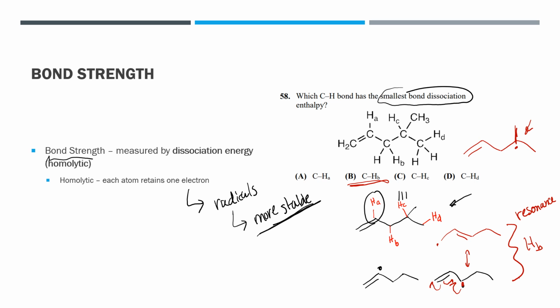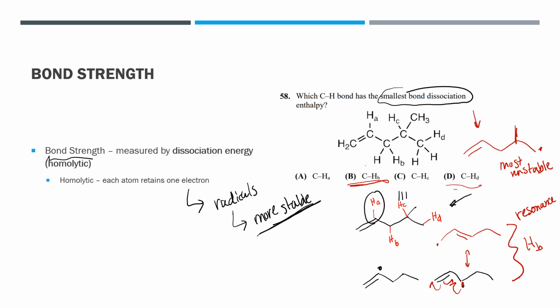Now next, let's look at HD if we dissociated that bond. So I'm just drawing it again here. That would mean the radical is all the way on the rightmost carbon. And now we have just a primary radical, which is the most unstable, right? So this is not going to be the best option.